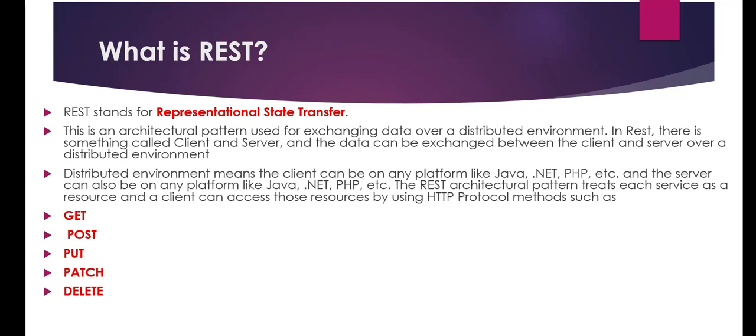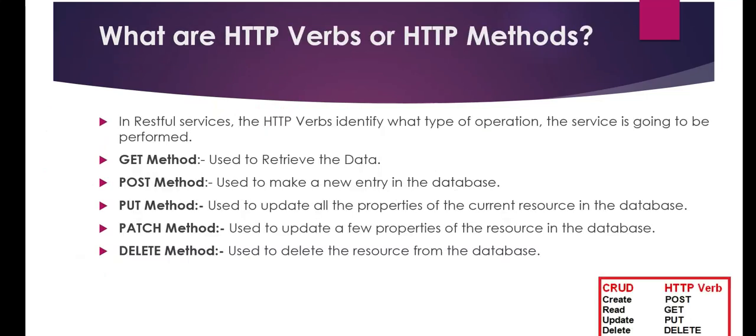The REST architectural pattern treats each service as a resource, and a client can access those resources by using HTTP protocol methods such as get, post, put, patch, and delete. So what are HTTP verbs or HTTP methods? These are get, post, put, patch, and delete. What do they do? In RESTful services, the HTTP verbs identify what type of operation the service is going to perform.